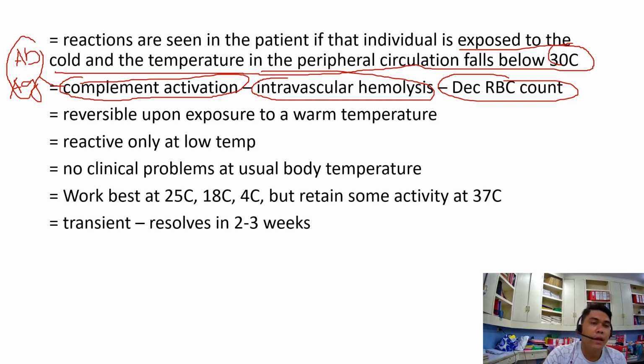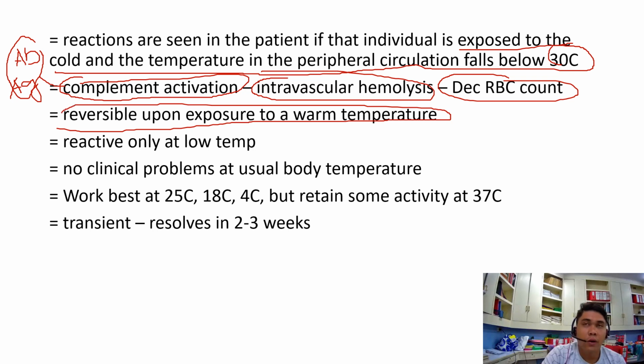Okay, now regarding cold agglutinin disease, it is reversible upon exposure to warm temperature. Because the typical cold agglutinin autoantibody is an IgM, it usually reacts at cold temperature. So at warm temperature, it has no reaction. Okay, so you can easily reverse cold agglutinin disease.